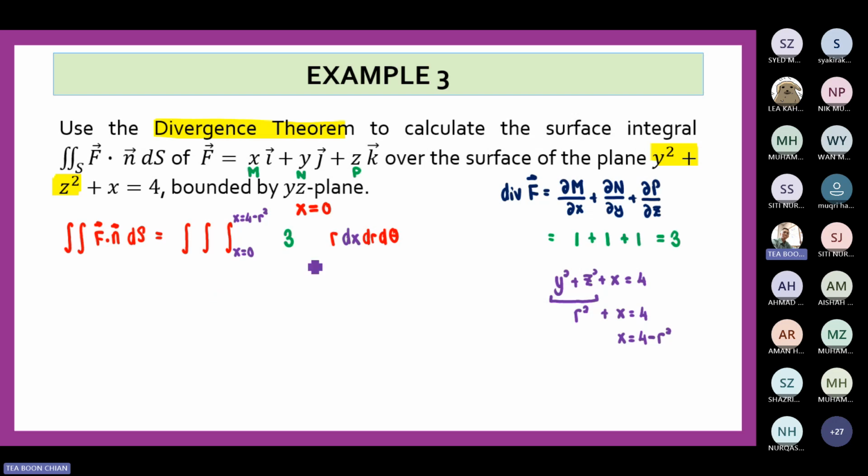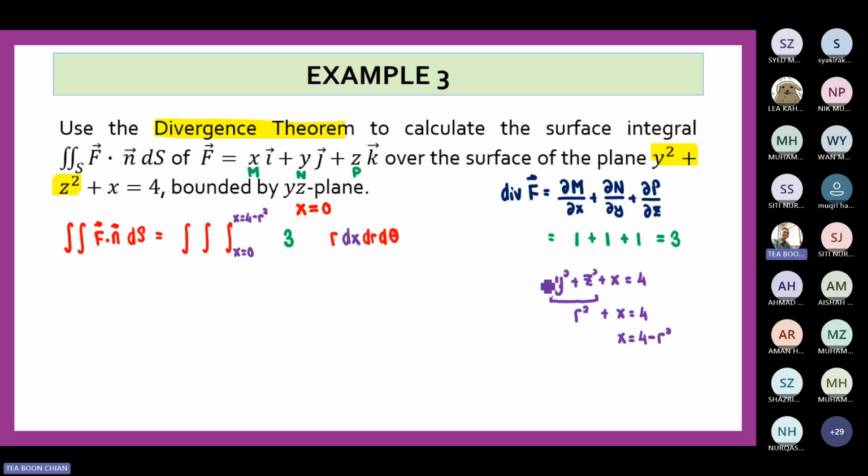All right, so what about the radius? Well, the radius can always be found by solving the simultaneous equation of the surfaces given. Now, in each question in vector field, you will always be given two surfaces. The first is the plane y squared plus z squared plus x equals 4. The second surface is the yz plane, x equals 0. Therefore, solve these two equations simultaneously. You should be able to obtain the radius of the circle.